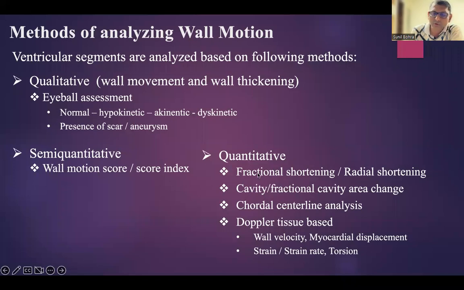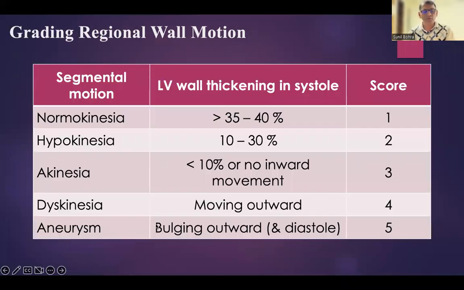Here we have various methods. One is called fractional shortening or the radial shortening, then the fractional cavity area change, and then the Doppler tissue based methods. Before I go into the details of each one of them, we should know the nomenclature on grading of the wall motion abnormalities.